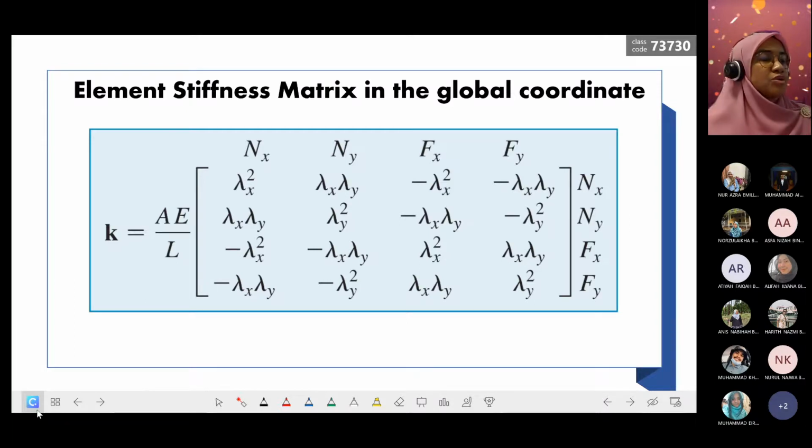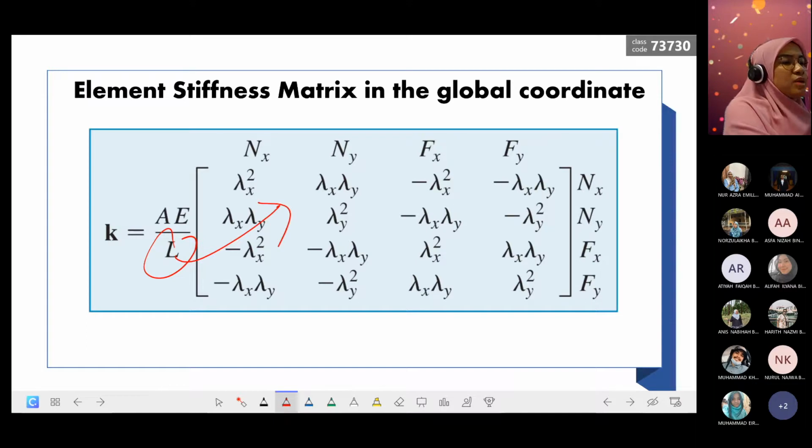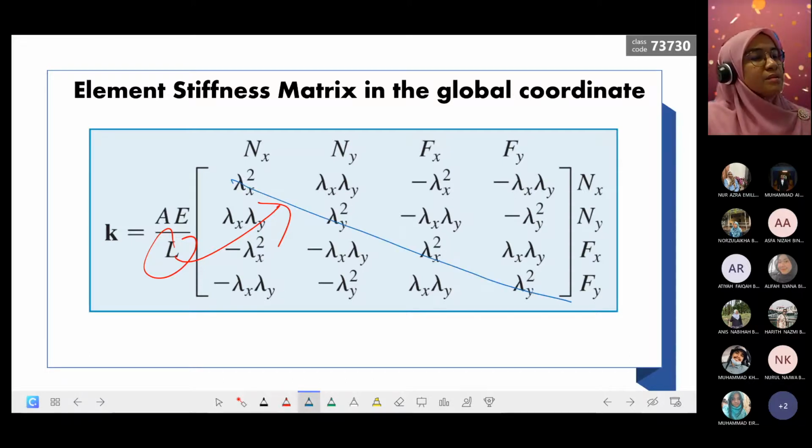Okay, this is the formula. In this formula, L is substituted in, so AE is constant. And it is symmetric. Symmetric means that this K, whether it is an element stiffness matrix or the structure stiffness matrix, follows the characteristic of a matrix, where the matrix must be symmetric. So in any condition we use this formula.